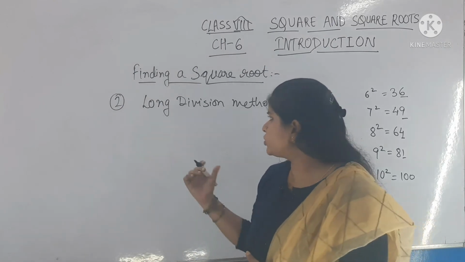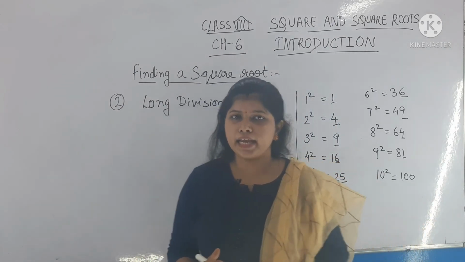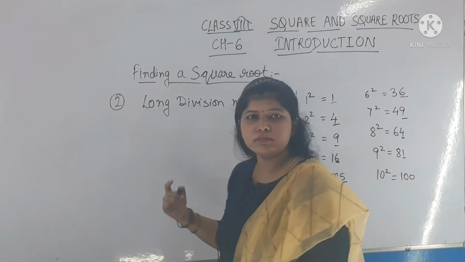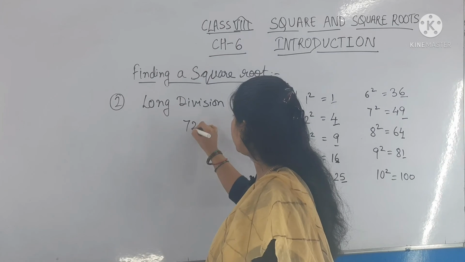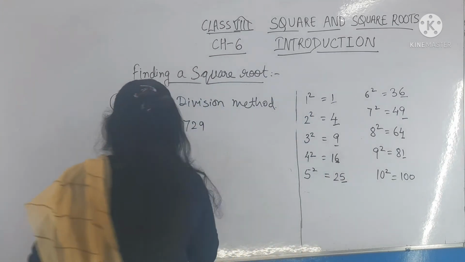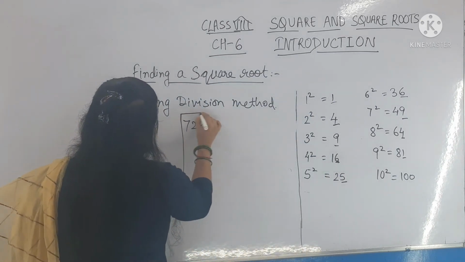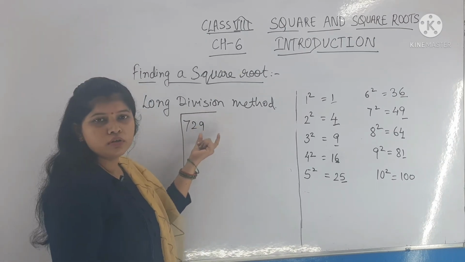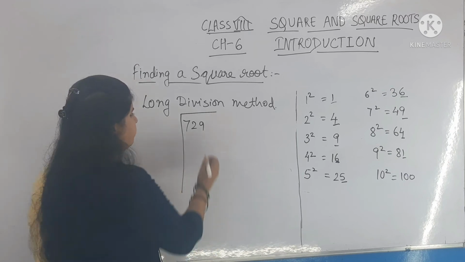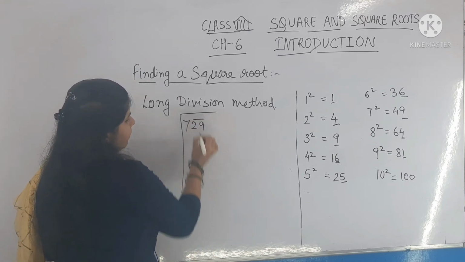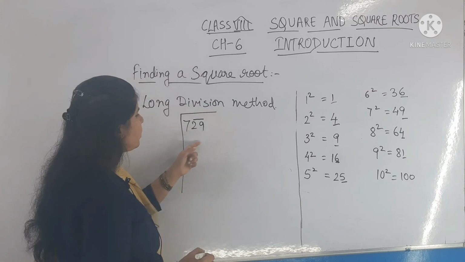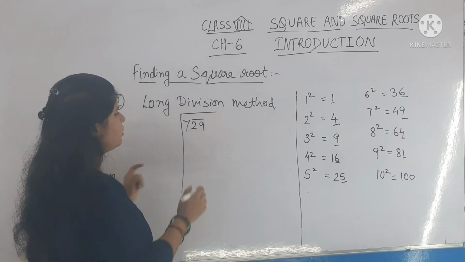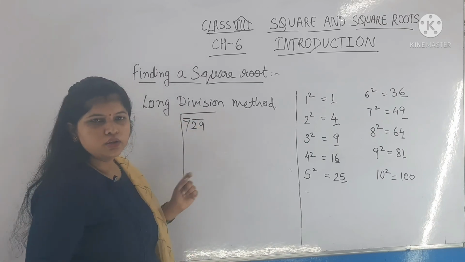Okay students, next topic is the long division method. That is the second method to find a square root. Okay, so we will take that example only, that is 729. How to find a square root by the long division method? You have to make bars, from the last digit you have to pair of 2. If it is not a pair, so that is a single.